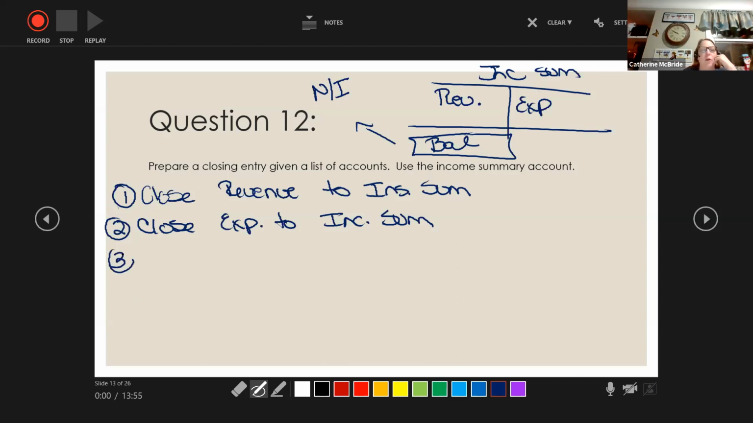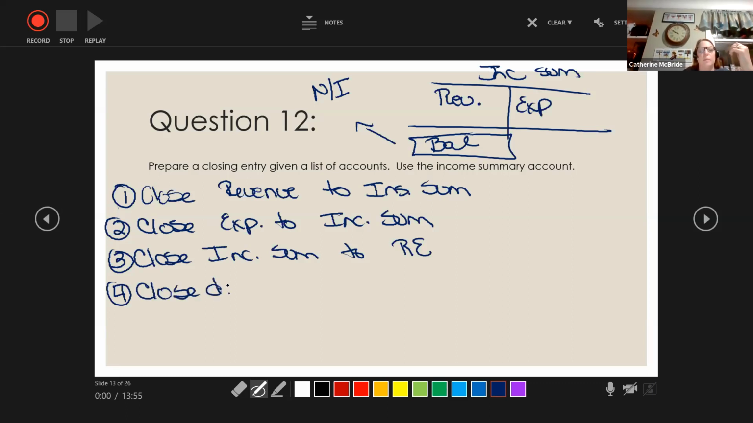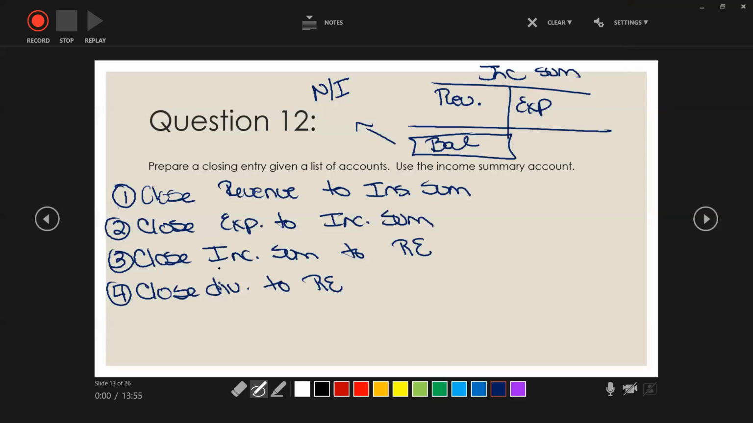The third thing you're going to do is close income summary to retained earnings. And then you're going to close dividends to retained earnings. And when I do this, expenses are 0, revenues are 0, dividends are 0, and everything's in retained earnings. Are we good here? Yes.